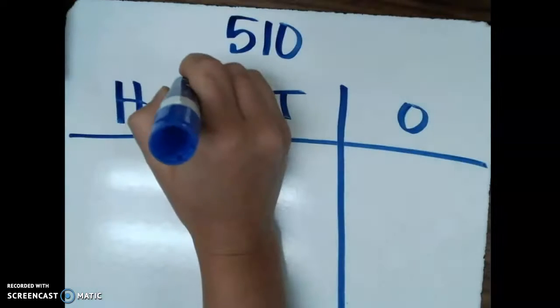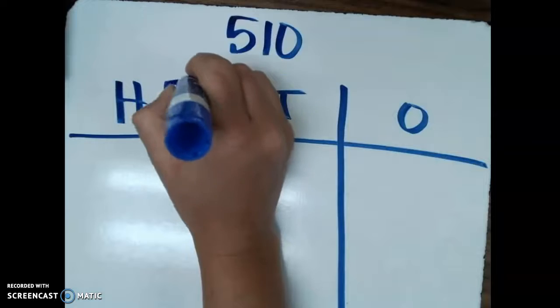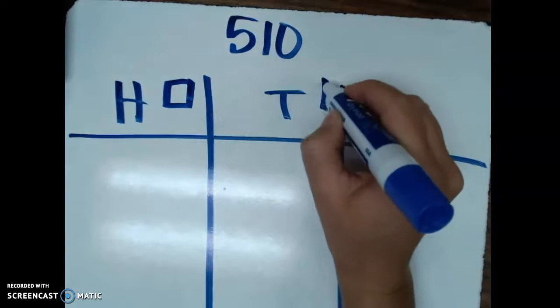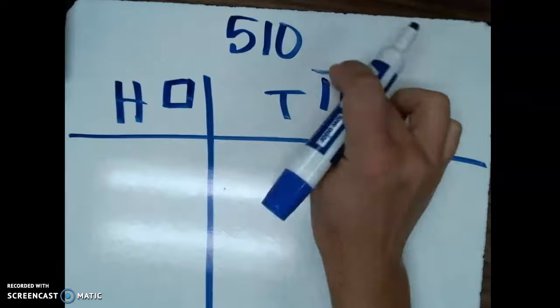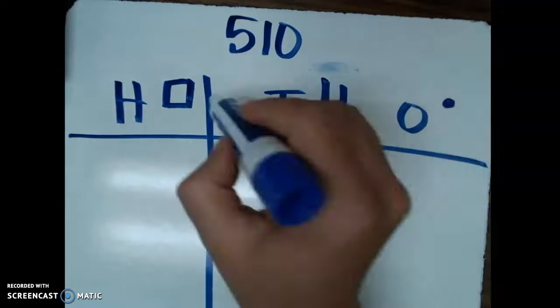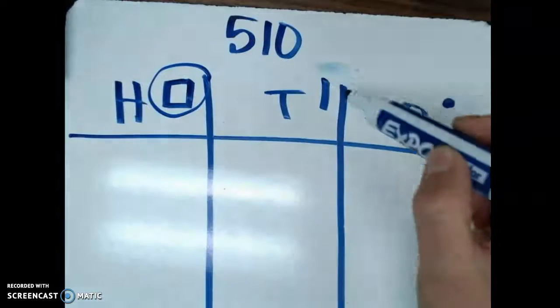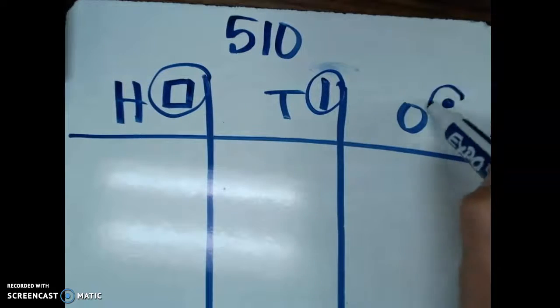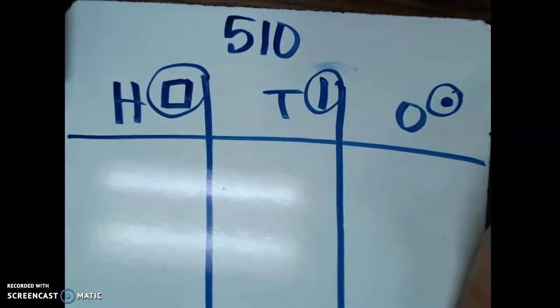Now let me remind you, hundreds are shown using a block, or a square I should say. Tens are represented by just drawing a line, okay? And then ones are represented by drawing a dot. So just remember, hundreds are a flat or a square, tens are a line, and ones are a dot. So just keep that in mind to help you.